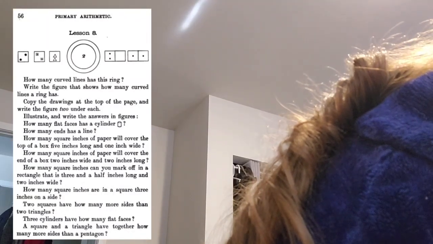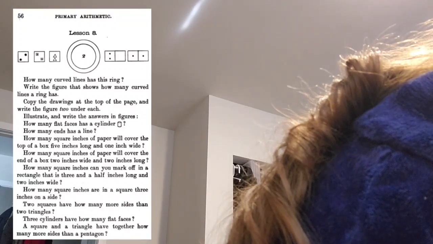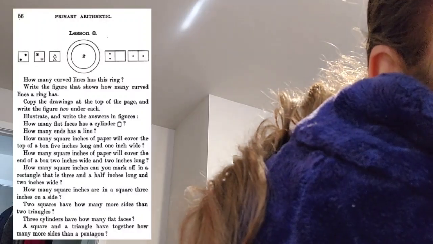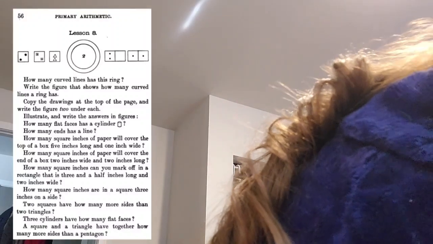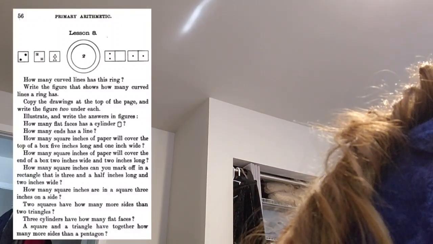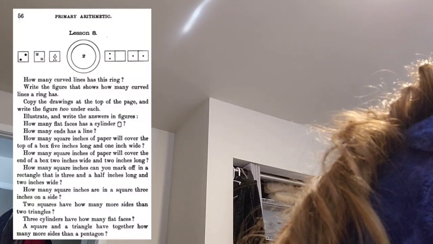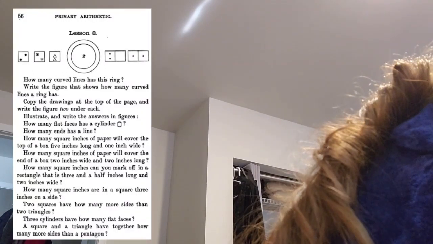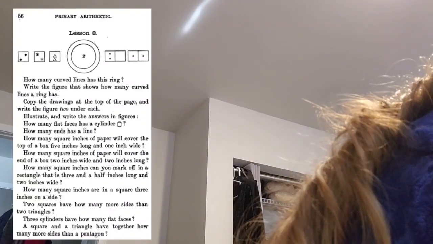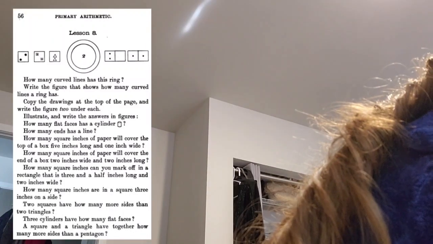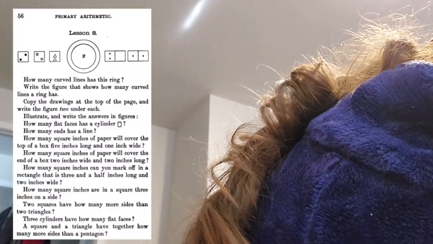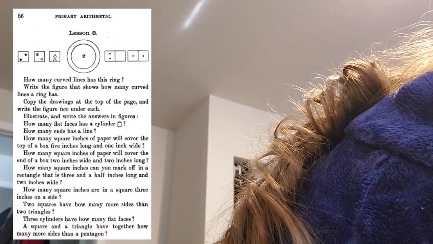That would be only 3. How many square inches are in 3 inches? I think it's only 3 square inches, but I don't know. Okay, the next one says, 2 squares have how many more sides than 2 triangles? Okay, 2 squares have 2 more sides than triangles. Because triangles only have 6 sides and 2 squares have 8 sides.